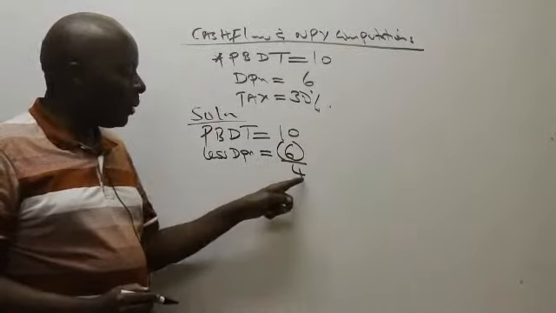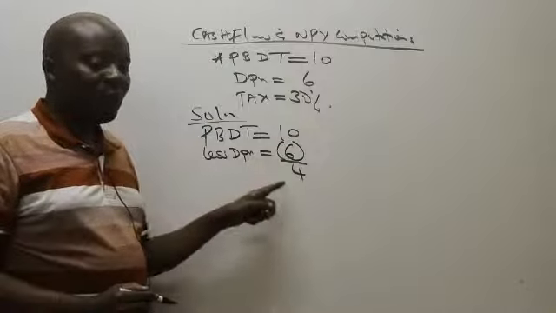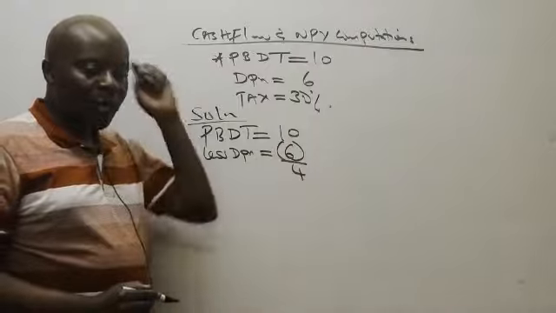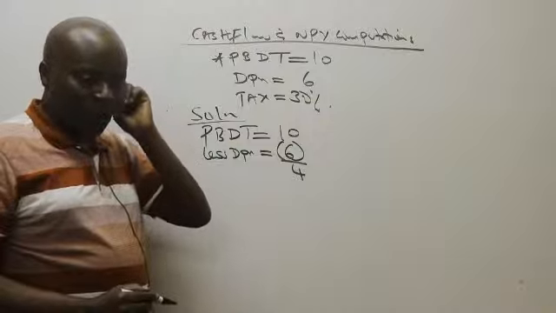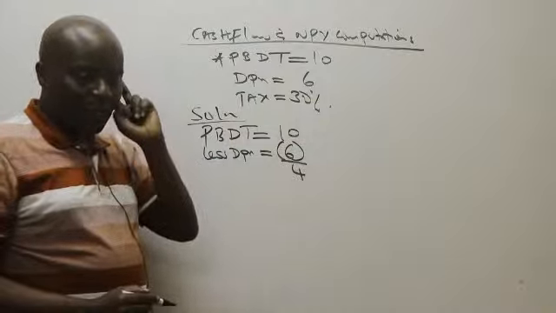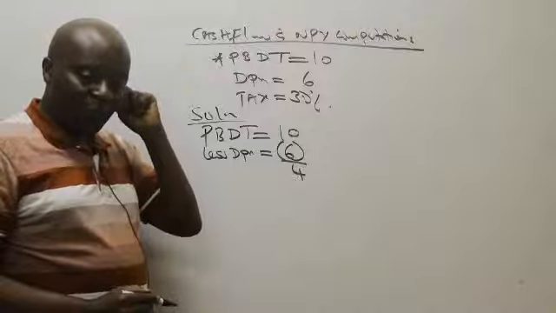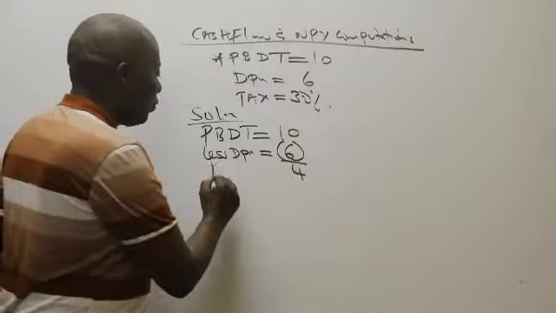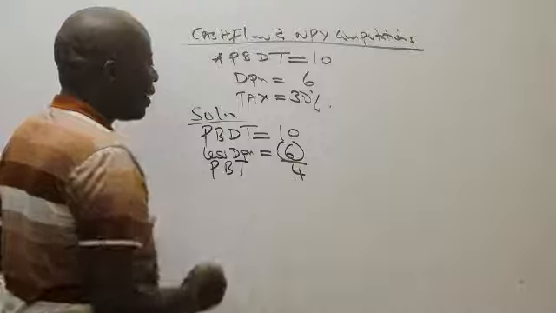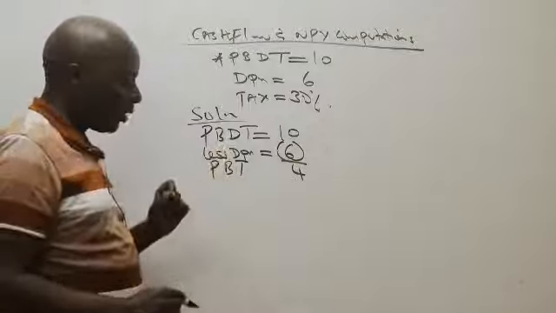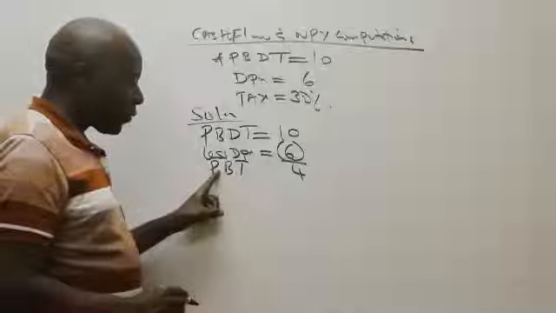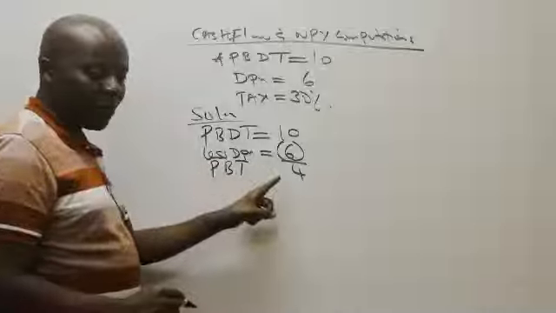So I would want to baptize this figure. Which name do I give to this 4? Profit before tax. Thank you very much. Because now I've already adjusted for depreciation. So it's profit before tax. Thank you, Maureen. So once I get profit before tax, I need to share this with the taxman.